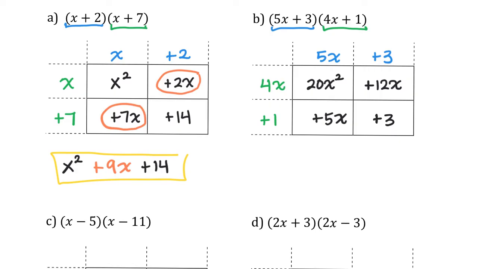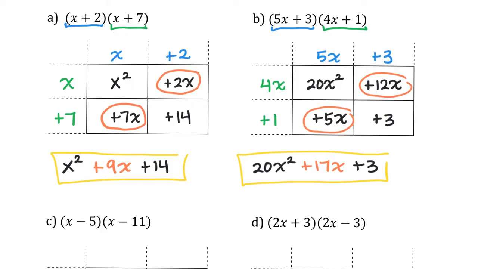Okay, I'm going to bring down the highest degree, which is the 20x squared. Okay, I can see that I have a positive 12x plus 5x, which is positive 17x. And if I bring down the positive 3, that's my answer.